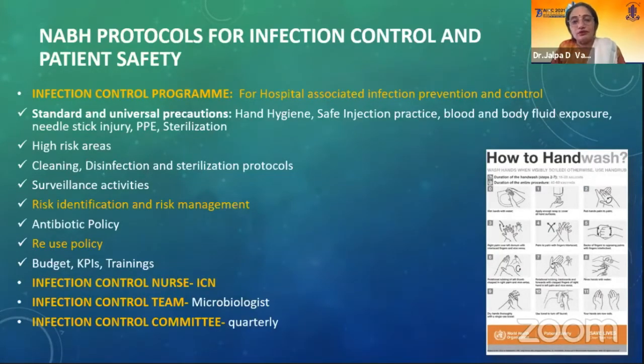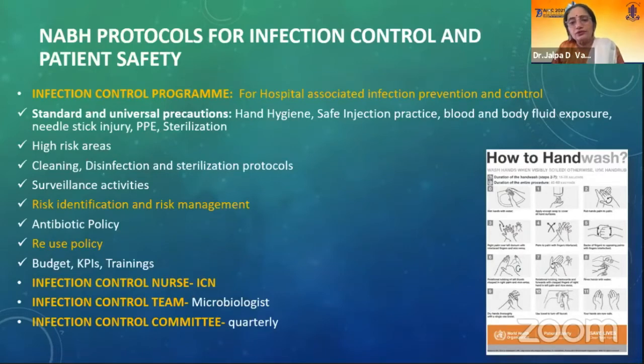HIC budget. Hospital management must have a dedicated budget for the hospital infection control program, which demonstrates management commitment towards infection control practices. KPIs, or key performance indicators, would guide you about monitoring infection control practices. For example, you can monitor adherence to hand hygiene by your staff.